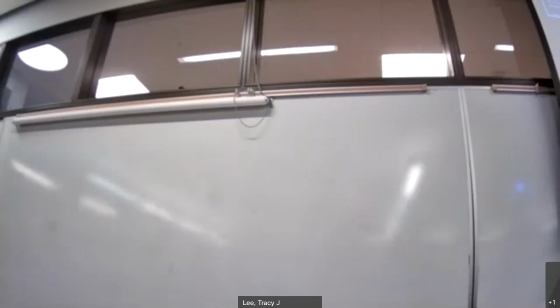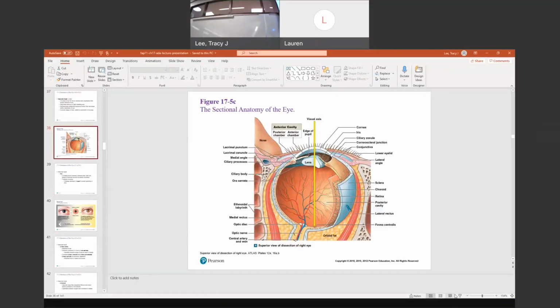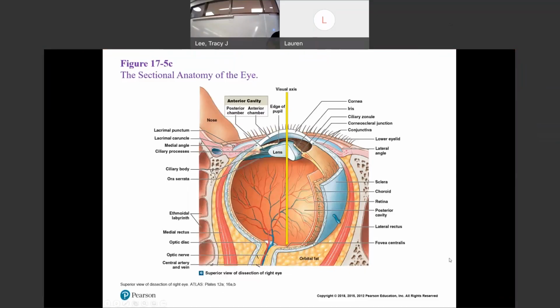Today is chapter 17, and we're going to be finishing up our special senses. So this will be the end of chapter 17. We did do the eye anatomy on Tuesday because we covered it in lab.